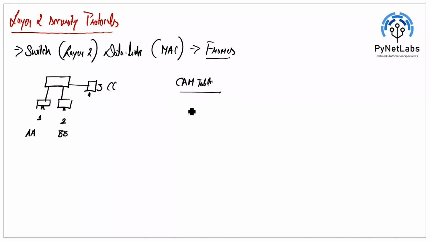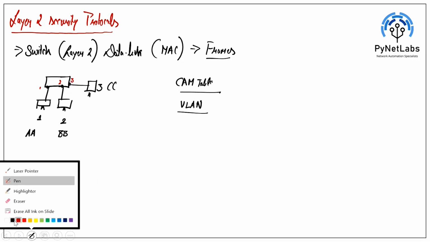In this CAM table, first of all, it is going to store the information of the VLAN, like which VLAN these ports are part of. Let's assign the port numbers here also. Let me write it with the red pen. This is port number 1, this is port number 2, and this is port number 3.